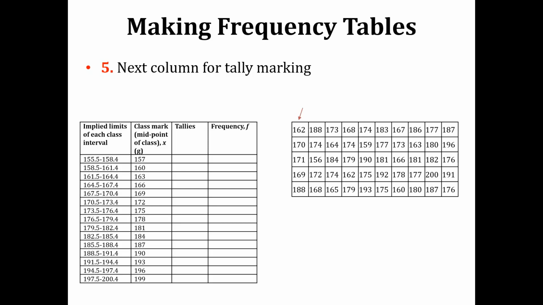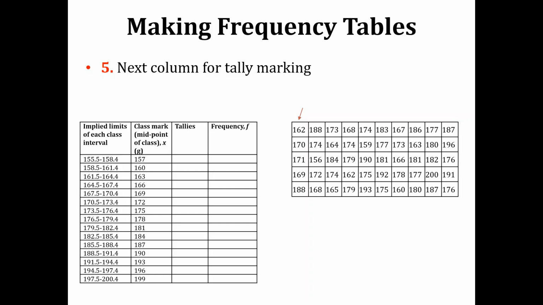And the first observation that we have is 162. Now we have to find out where this 162 observation should be marked. We can see for the first class, the upper limit is 158.4. For the next class, the upper limit is 161.4. So is this going to include our 162 value? No, because 162 covers all those values that can be rounded off to 162, which range from 161.5 to 162.4. And we can see that 161.5 is not included in this class.